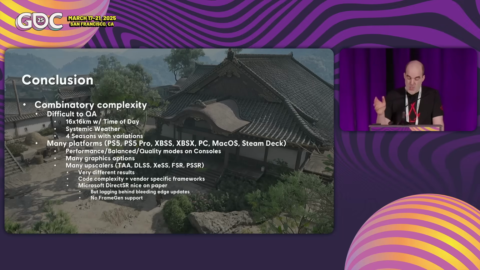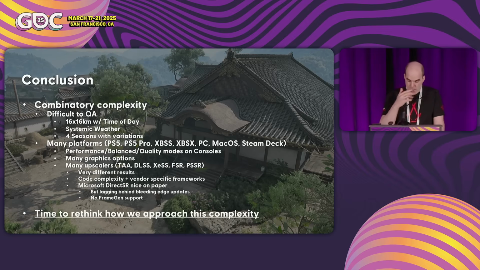And the game was insanely hard to QA with all these different time of day, seasons, and so on. And so the upscaler world is very fragmented and makes everything even more complicated. So yeah, I wish we could do something a bit simpler here in the industry. But I think it's time to rethink how we approach this complexity in general, QA, and also how we present it to the player.